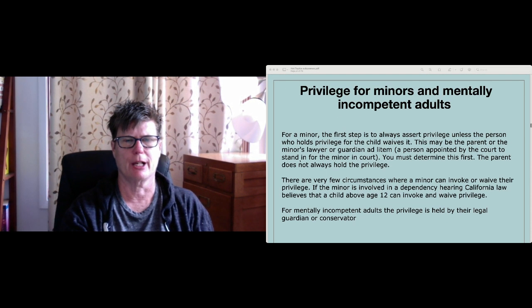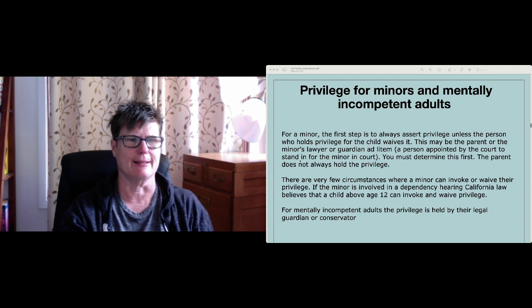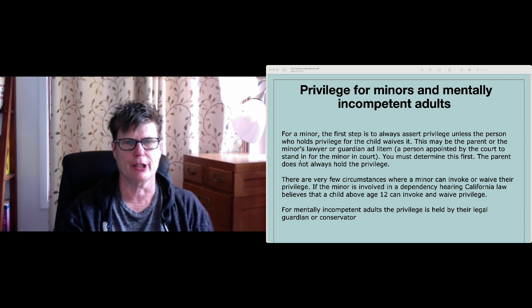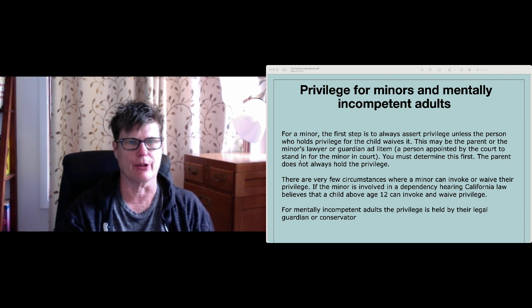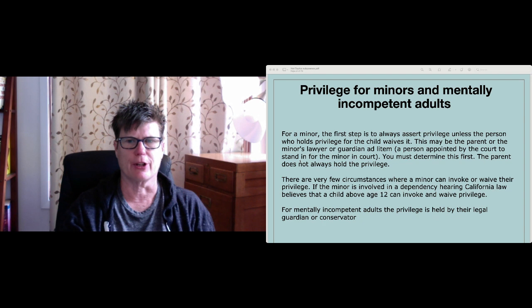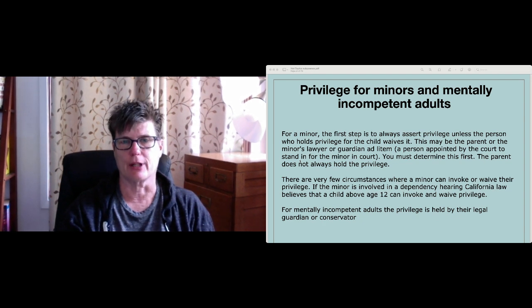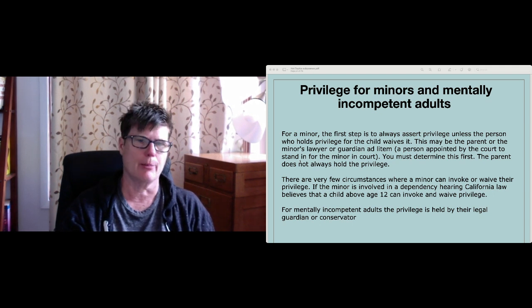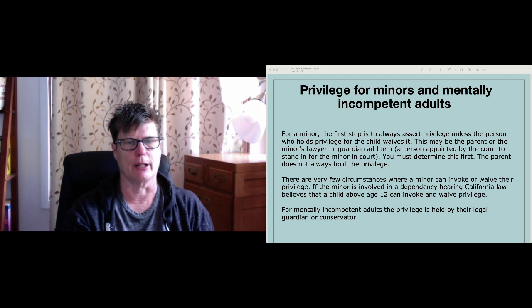Privileges for minors and mentally incompetent adults, and that's a legal term. So for a minor, the first step is to always assert privilege unless the person who holds the privilege waives it. So again, it could be the parent, the minor's lawyer, a guardian ad litem. You need to figure that out. And there are very few circumstances where a minor can invoke or waive their own privilege. If they're involved in a dependency hearing, California law believes that a child above 12 can invoke or waive privilege. For mentally incompetent adults, the privilege is held by their legal guardian or conservator.